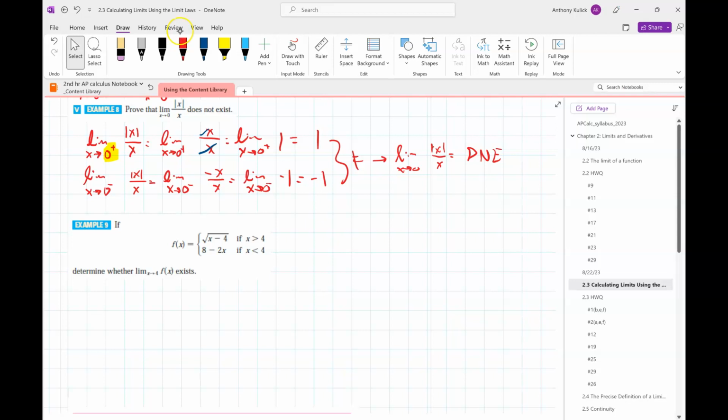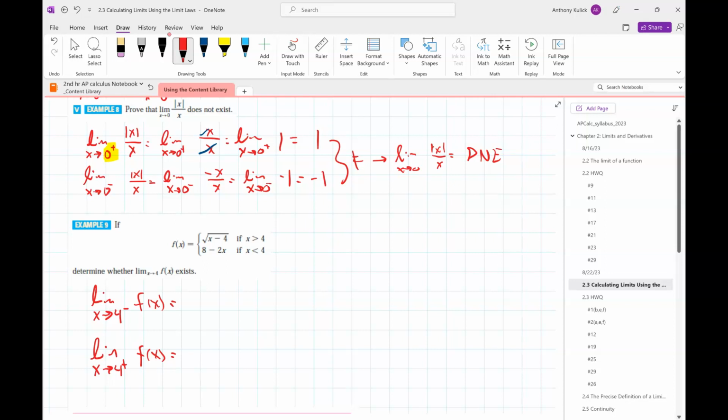What am I going to do? The exact same thing that I did above. I'm going to look at the limit as x approaches 4 from the left of f of x, and the limit as x approaches 4 from the right of f of x. Everybody's okay there?